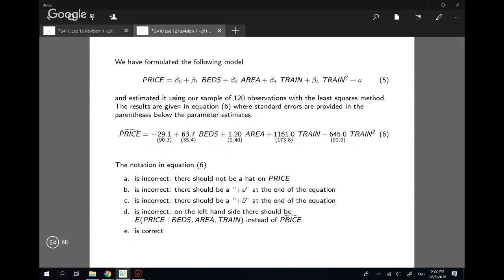So, price on area, train and train square. So we have the estimated regression. Which notation for equation 6 is incorrect? Okay. Oh, it's correct. So which one?